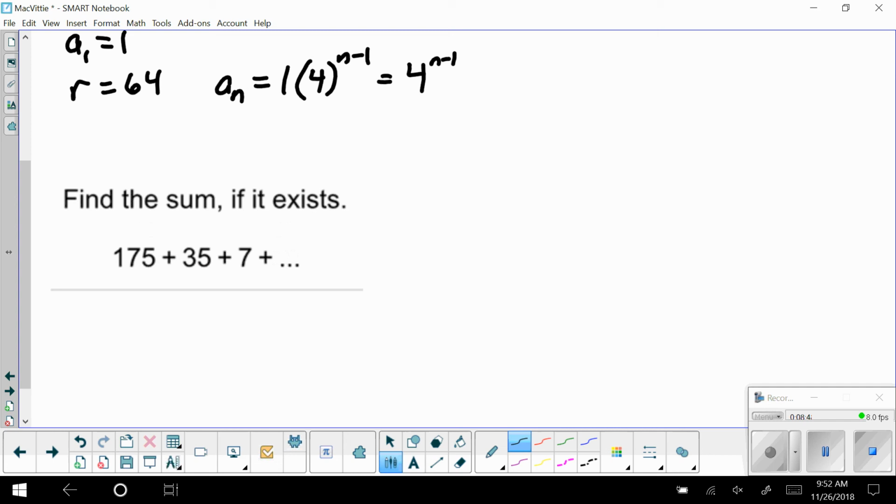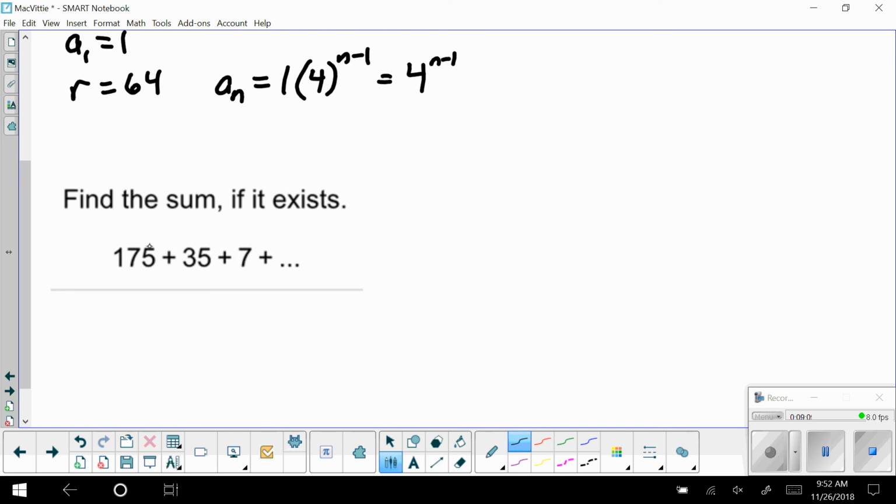For the other one here, where it just said find a sum if it exists, this is an infinite series because they don't tell us what the last term should be. But they don't tell me if it's arithmetic or geometric. But I can see, well, if they're arithmetic, I'd be adding a negative 140 to get to 35, and then negative 140 doesn't give me 7.